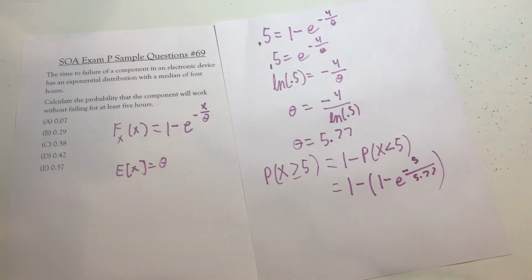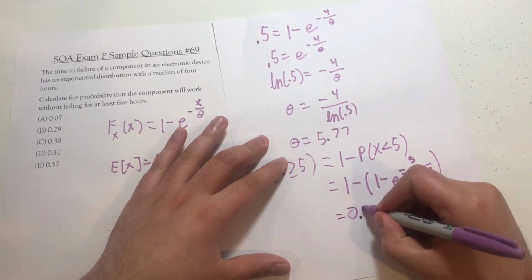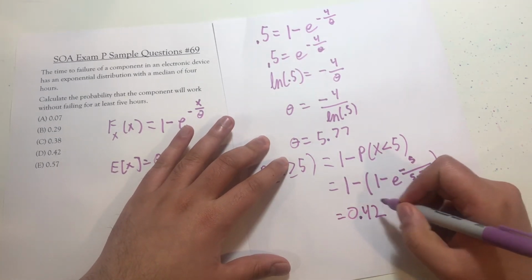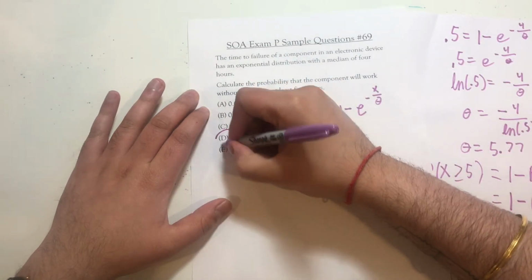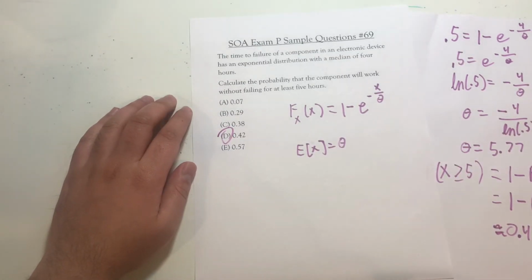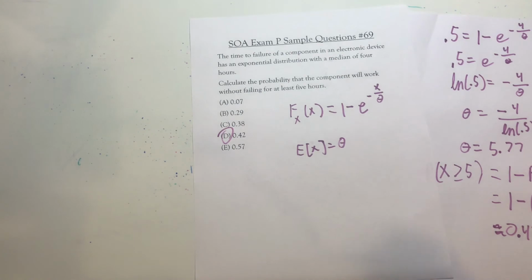Okay, let me just take care of that. 1 minus (1 minus e raised to the negative 5 over theta) equals approximately 0.42. I'm going to round it to 2 decimal places because that's what the answer choices use. It's answer choice D. Okay, so super simple, straightforward problem.